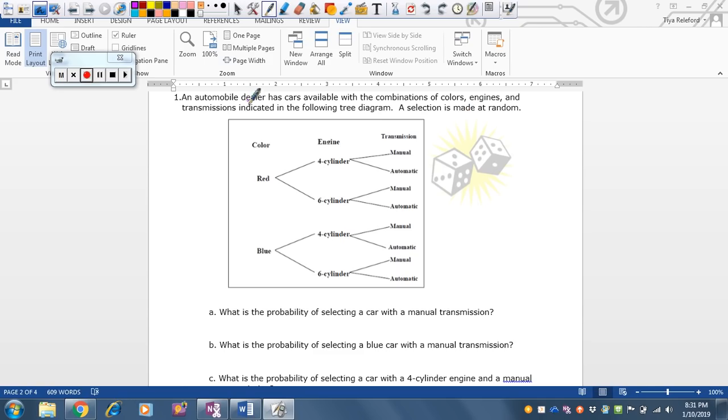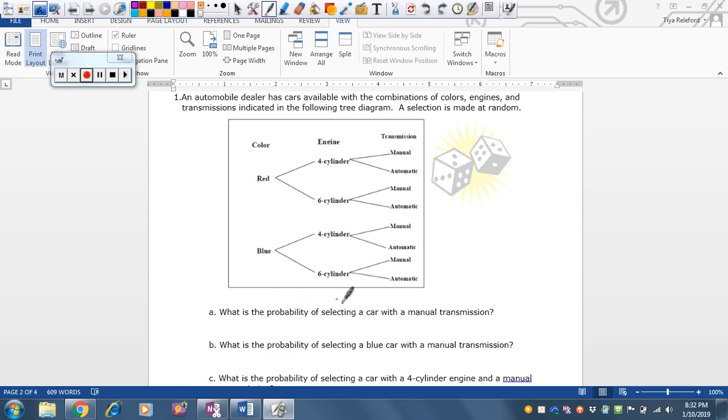Does it matter if you know what a transmission is? Not really. The whole point is there's colors, engines, and transmissions. I don't care if it's apples, bananas, and fruit trees, or dogs and cats and bunny rabbits. It really doesn't matter. There's going to be one thing chosen from this section, one thing chosen from this section, and one thing chosen from this section. So even if you don't know, don't get caught up in that kind of stuff.